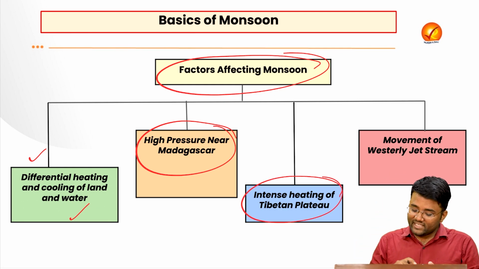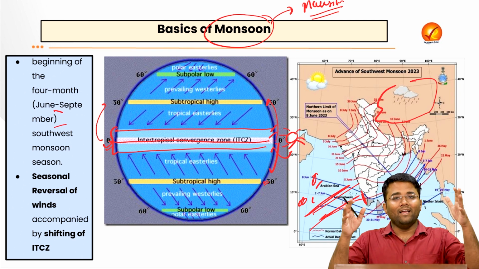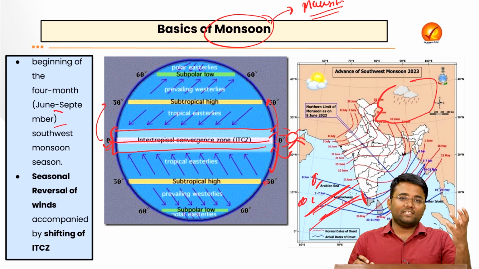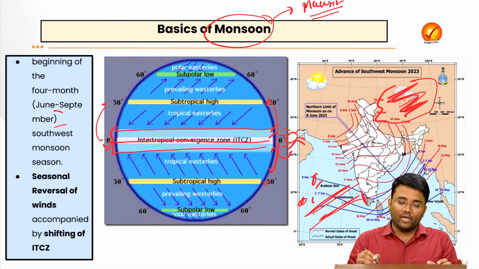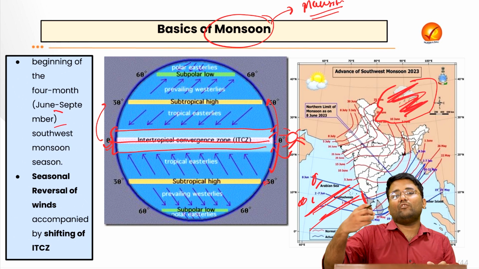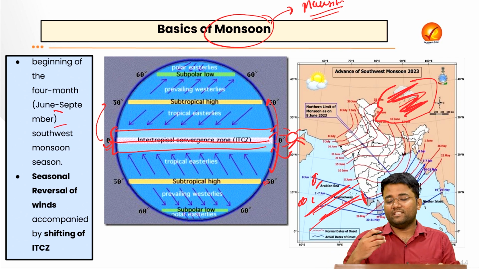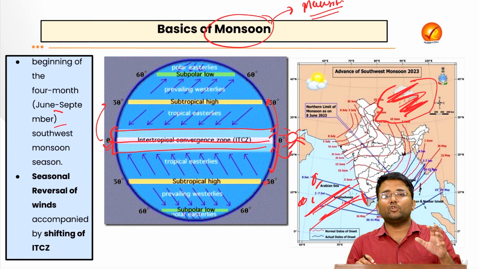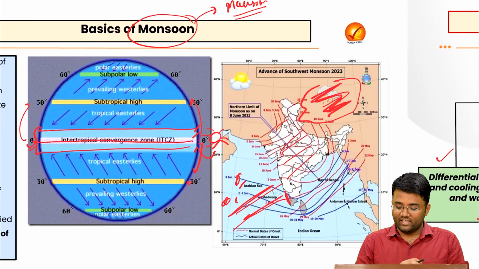And then there is also the intense heating of the Tibetan plateau, because the Tibetan plateau is also a large parcel of land. When it is heated, low pressure is created. Because of this low pressure under the Tibetan plateau, it is also one of the factors steering the winds towards the Indian subcontinent, picking up moisture along the way, and they come towards the Indian subcontinent, which will lead to good rainfall in the region.